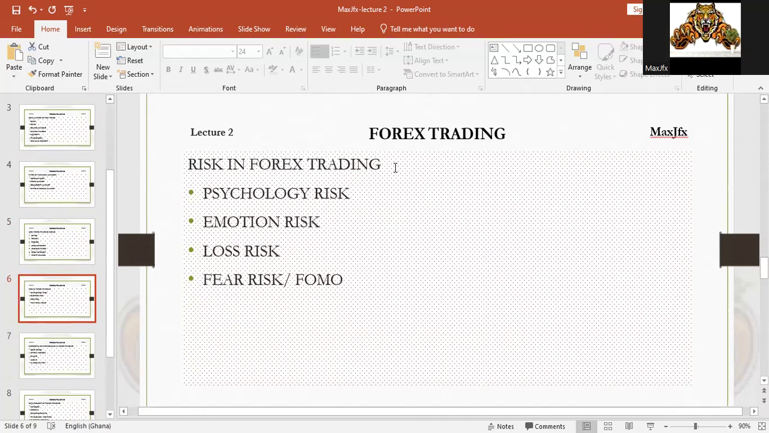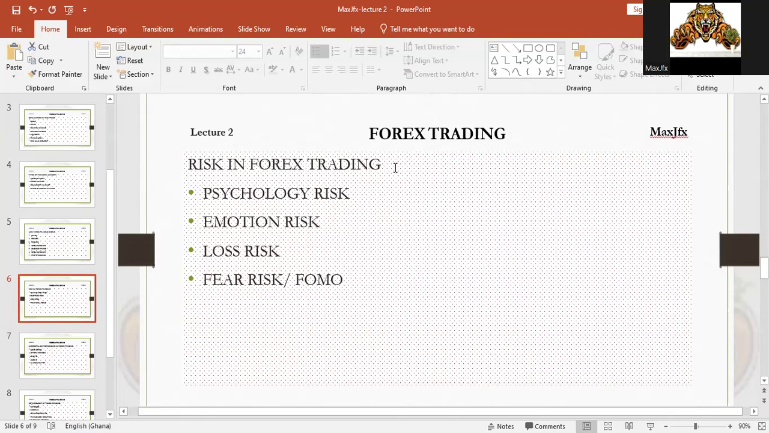Okay, so now, risks in forex trading. There are many risks in forex trading. We have psychological risks, emotional risks, and also loss risks. We also have fear risks, or what is known as FOMO. So that's psychological risk.